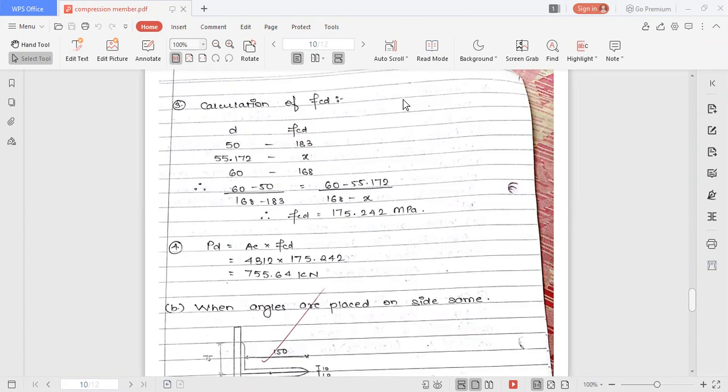Already I have explained you how to do the method of interpolation. So FCD आपको मिलता है 175.24 megapascal. After getting FCD, you can calculate the design compressive strength. Design compressive strength calculate करने के लिए you have the formula A into FCD. So effective area is 4312 into FCD. FCD की वैल्यू आपको मिली है 175.242. उसपे से compressive strength आपको मिलता है 755.64 किलो न्यूटन. So solve up till here.